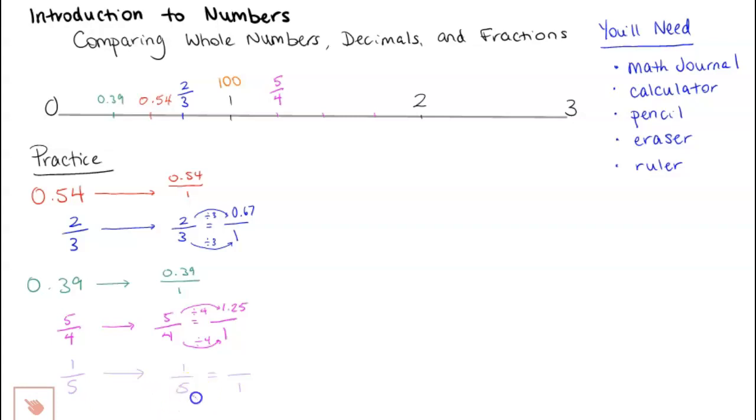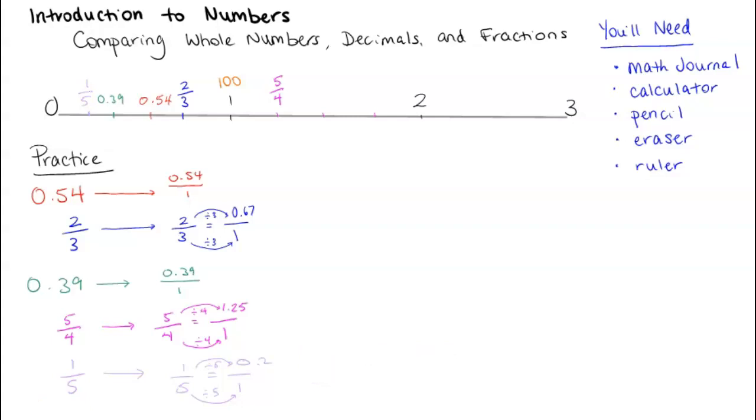Just like with the other ones, I'm going to divide 5 by itself, and do the same to the top. 1 divided by 5 in my calculator gives me 0.2, which now I can plot on this number line. It's actually our smallest number, probably about there, 1/5.